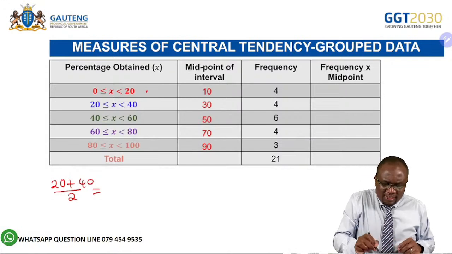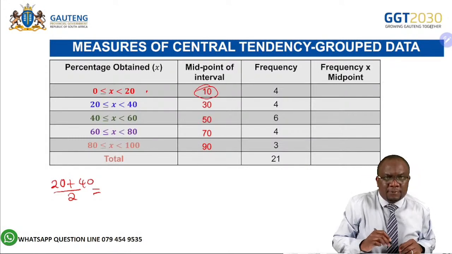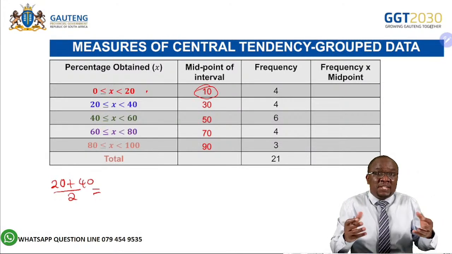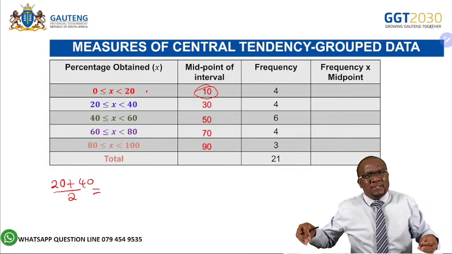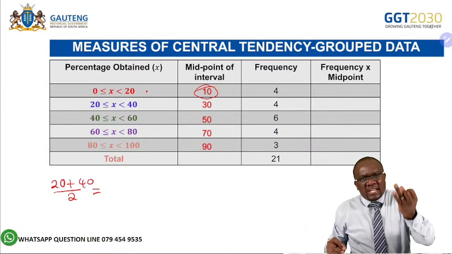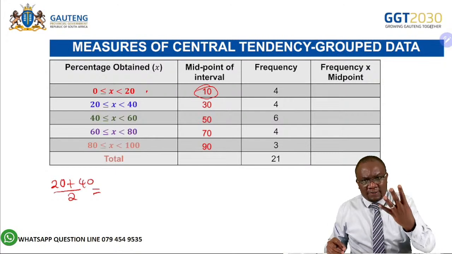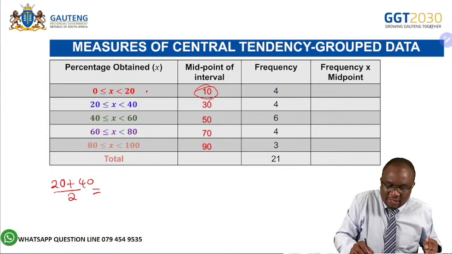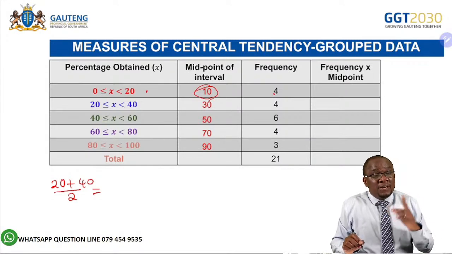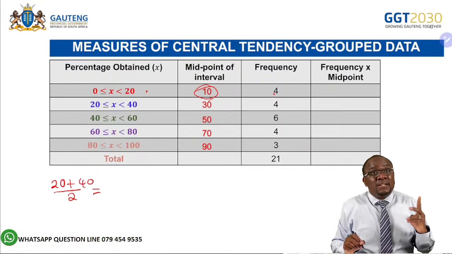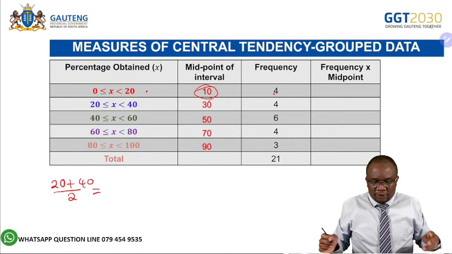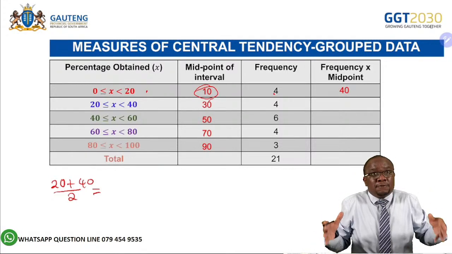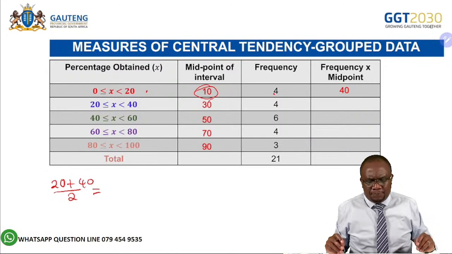Now, if four learners got 10, each learner got 10. So what is the total? Remember, to find the mean, we add the data items. So it's going to be 10 plus 10 plus 10 plus 10, which is 40, isn't it? So we can say 10 times frequency. That's the second point. Multiply your midpoint of the interval with the frequency. So we're saying 10 times 4, which is 40. So the total marks from these four learners is 40.